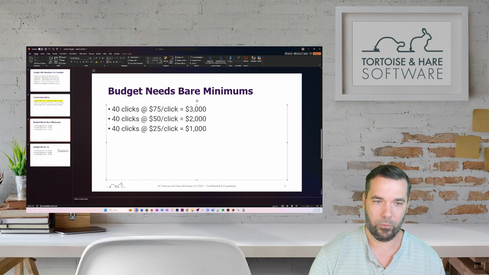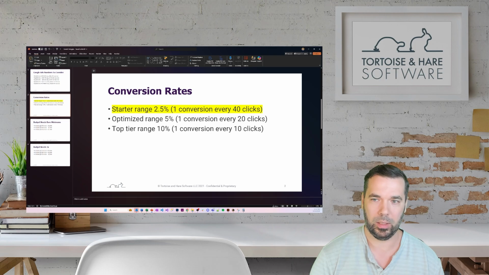Obviously if you get your conversion rate up, those numbers can go down because you need fewer clicks to get a conversion. Getting to that optimized range of 5% can really help. Top tier range is again something that needs stuff going right outside of the ad account.